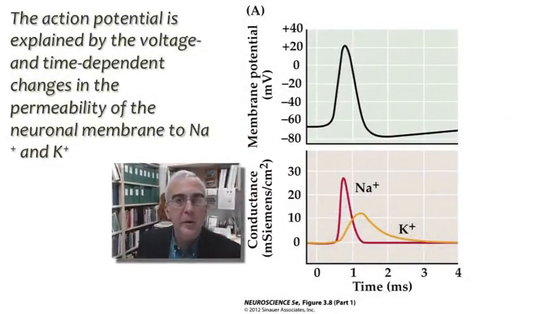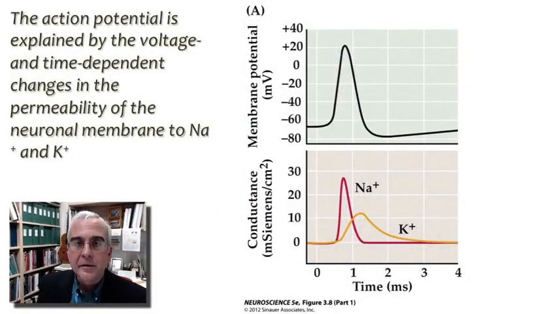Okay, I think we're ready to put all this together now and have a computational model that explains the action potential. So what we have here is a precise alignment of the voltage and time-dependent changes in sodium and potassium conductance relative to the action potential. And I want you to spend a little bit of time thinking about this figure, figure 3.8, and considering the alignment of these conductance changes with what we see in membrane potential.